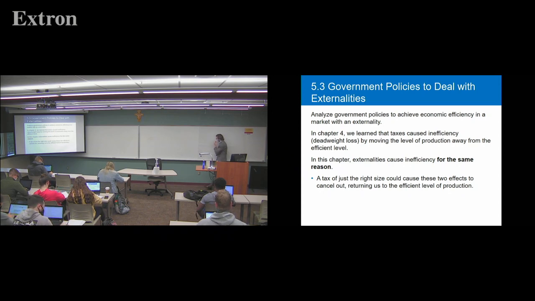So if we figure out the taxes properly, we have the opposite effect from a tax or a subsidy. We can offset those externalities. We can use something that moves the market out of equilibrium to move it back into equilibrium when something else is moving it out of equilibrium. If you had the right size tax, these two can cancel out, or almost cancel out, and return us to that efficient level of production that we want.